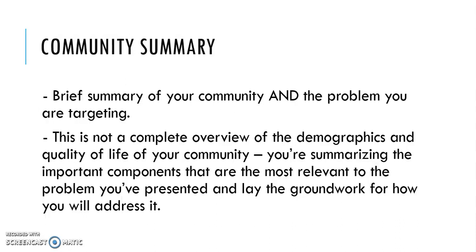The first part is the community summary. This is pretty much the briefest part of your paper. You're going to provide a brief summary of your community and the problem you're targeting. You're not expected to provide another overview of the demographics and quality of life information for your community, but you're going to summarize the important components that are most relevant to the problem that you've presented and which lay the groundwork for how you're going to address it.